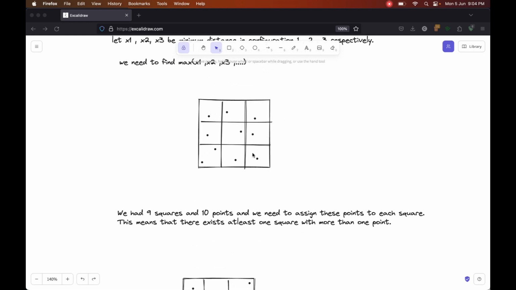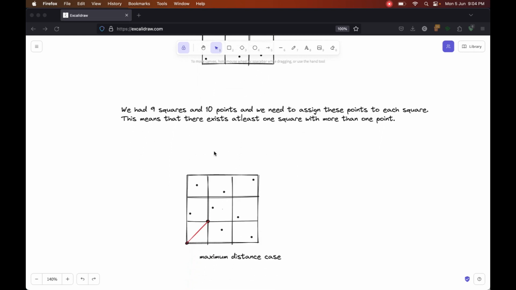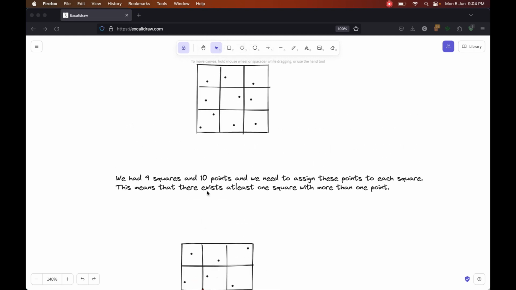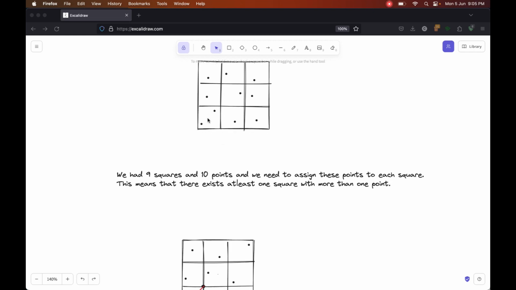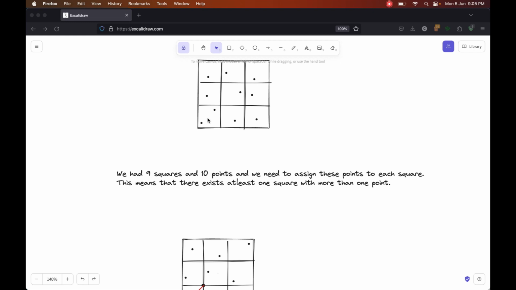Now what we need to find is the minimum distance between 2 points, and we need to maximize that. The maximum case will be here, right? You can just arrange 2 points as we said earlier. We can have 2 points in a square, right? So in a 1 by 1 square, the maximum distance between 2 points will be the diagonal. Try to understand this statement once.